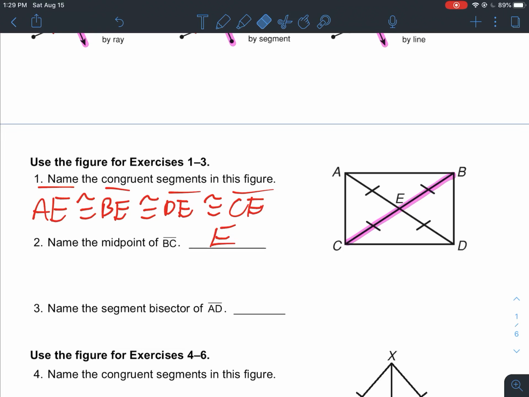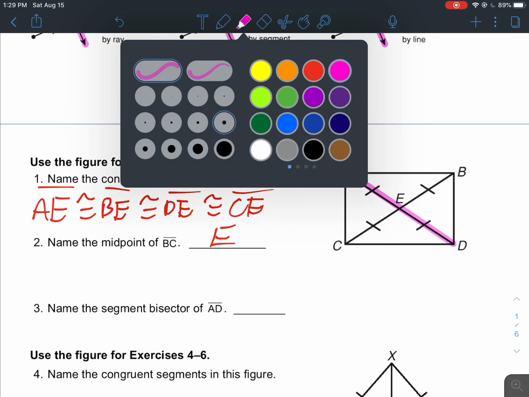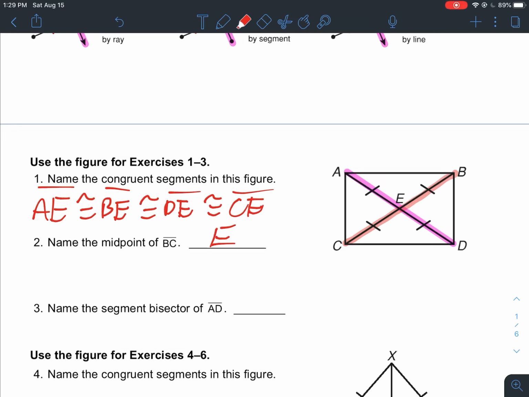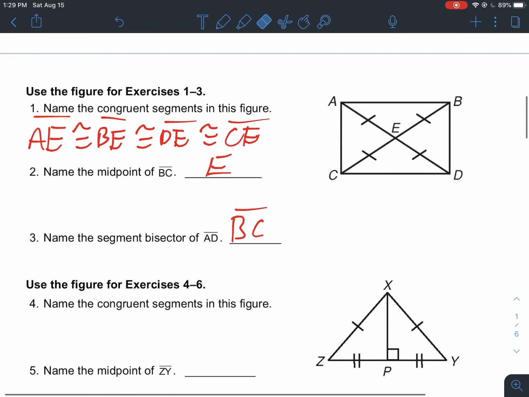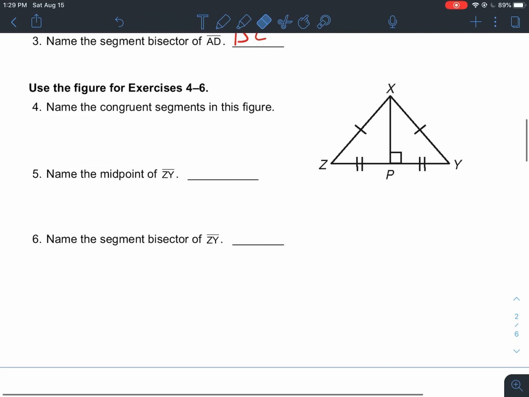And number 3, name the segment bisector of AD. Well, here's AD. What is the name of the segment that cuts that segment in half? Well, that would be this segment. So segment BC. So in that problem there, we call BC the bisector, and we call AD the segment being bisected. That's a big difference in vocabulary there. Okay. Stop the picture here, and go ahead and try 4, 5, and 6 on your own. And when you have at least attempted all 3 of those, go ahead and come back.